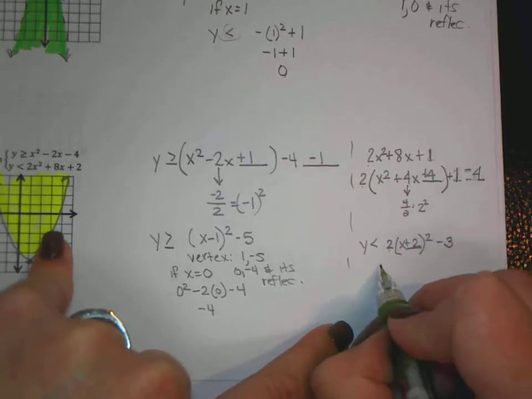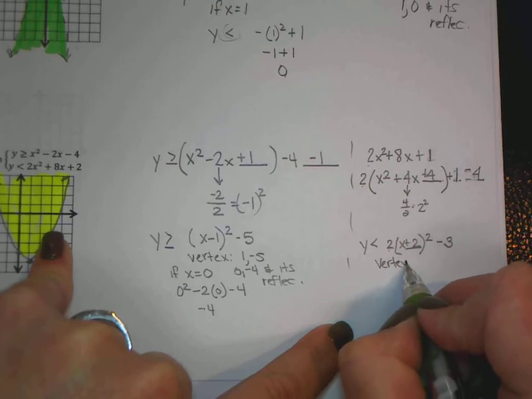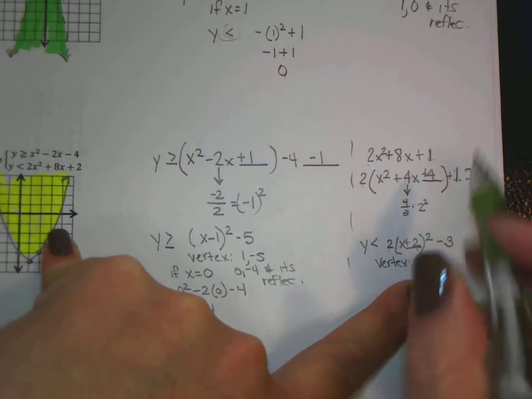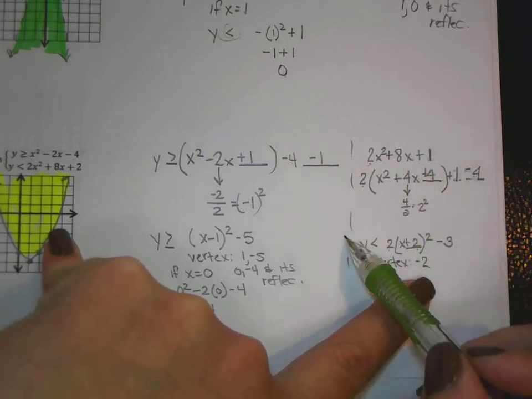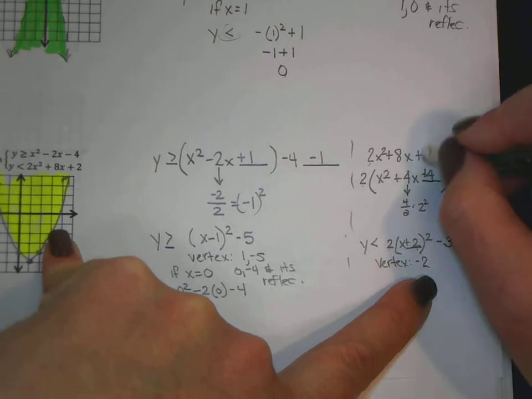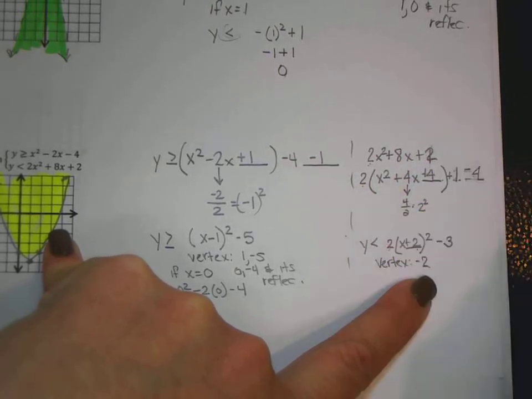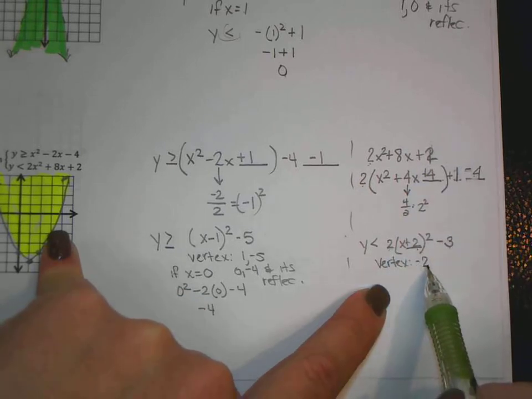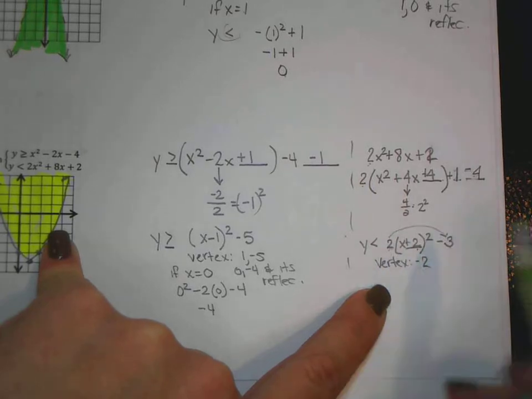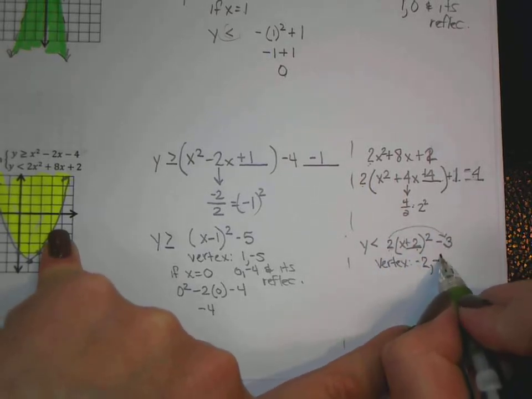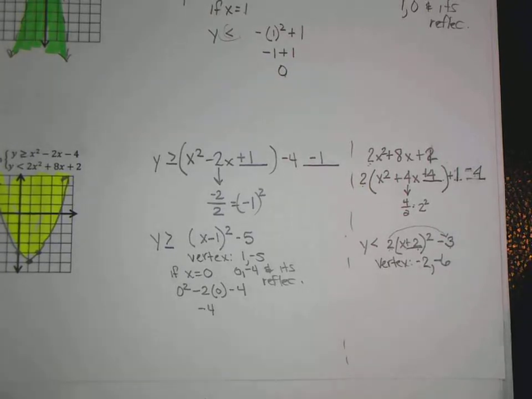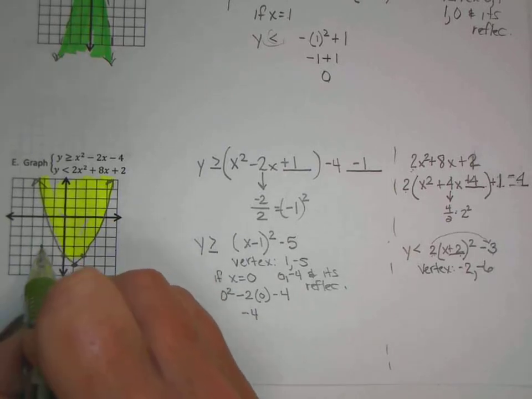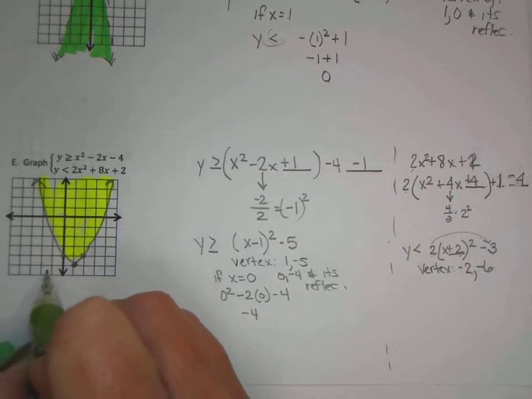Now, the first one is easy. The vertex is negative 2, the opposite of that. Now, because you originally factored this 2 out of the beginning of the problem, this 2 actually affects this negative 3. So instead of this vertex being negative 2, negative 3, this 2 would have to be multiplied by that. So your vertex is actually negative 2, negative 6. Yeah, that's a little different, I know. All right, so negative 2, negative 6. Move this over. Negative 2, 1, 2, 3, 4, 5, 6, right on the base.